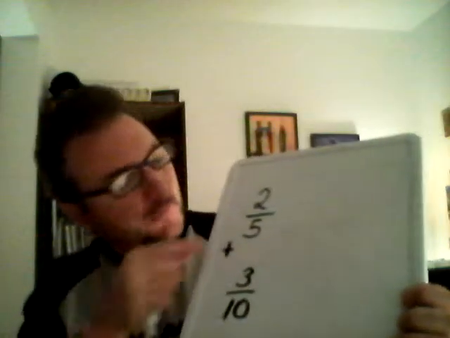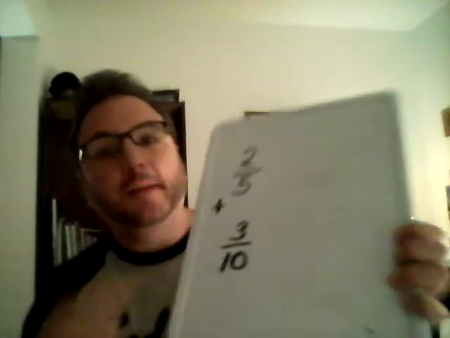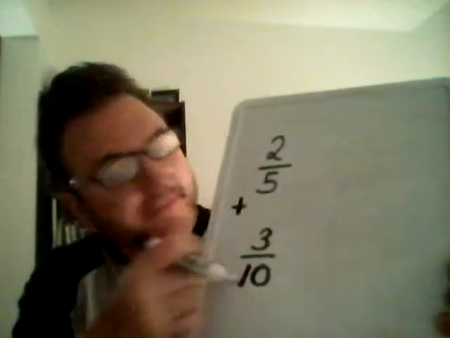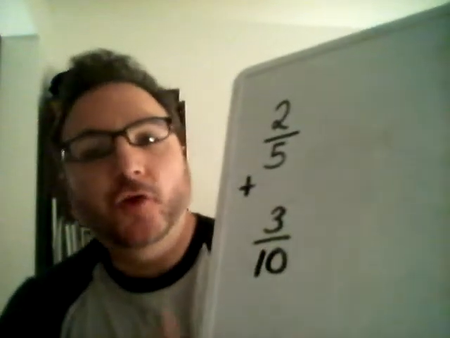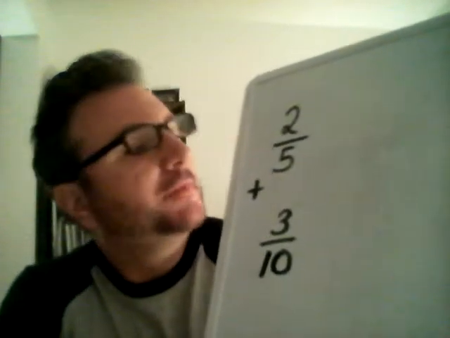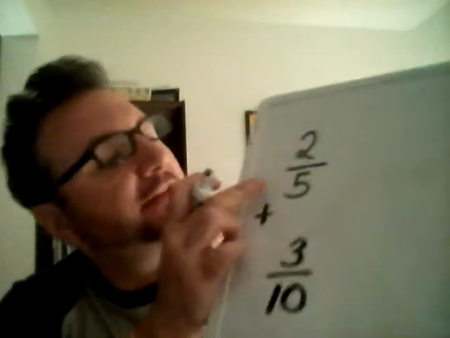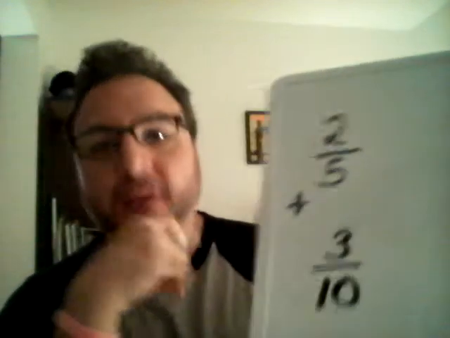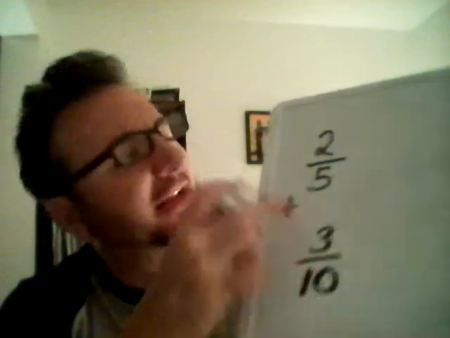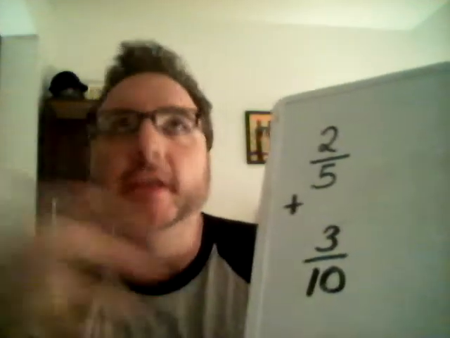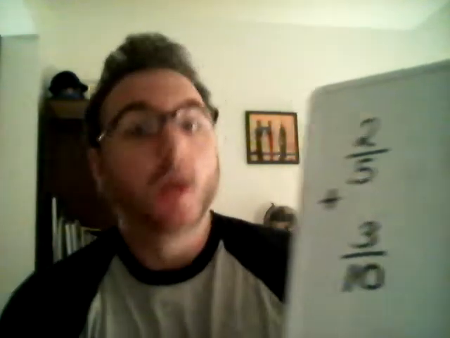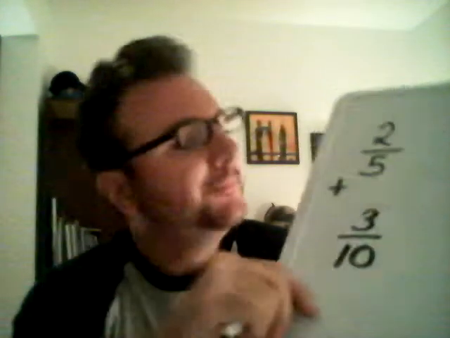Here's an example of what I'm talking about. I've got two fractions where the bottom numbers, or the denominators, are different, 5 and 10. First step I'm always going to do, I'm going to see if the larger denominator is in the smaller denominator's times table. In other words, is 10 in the 5 times table? Well, let's see. 5, 10. Bingo, there it is. That was easy.